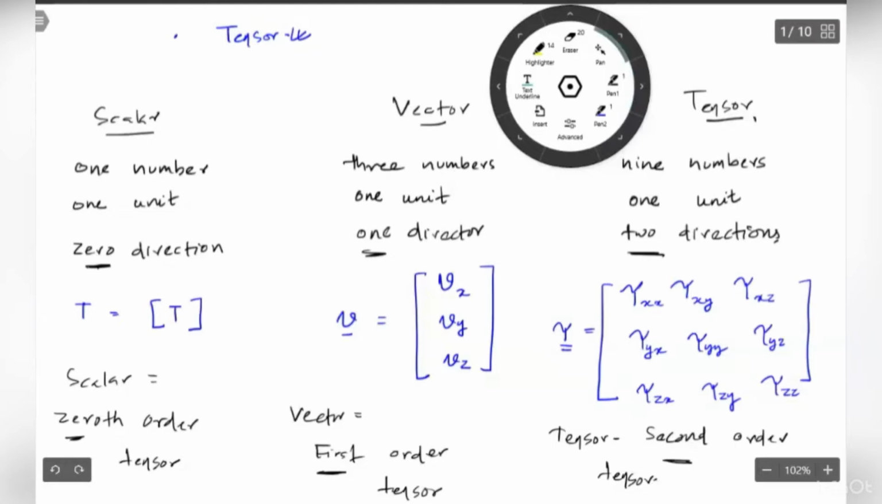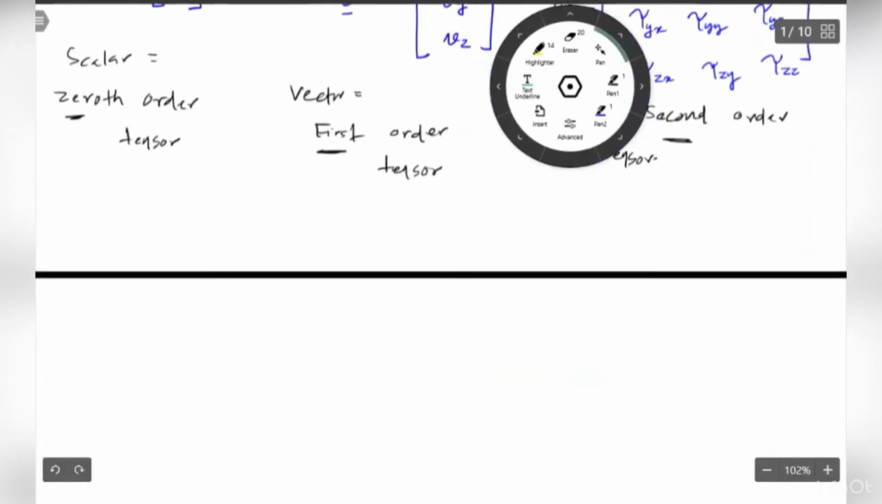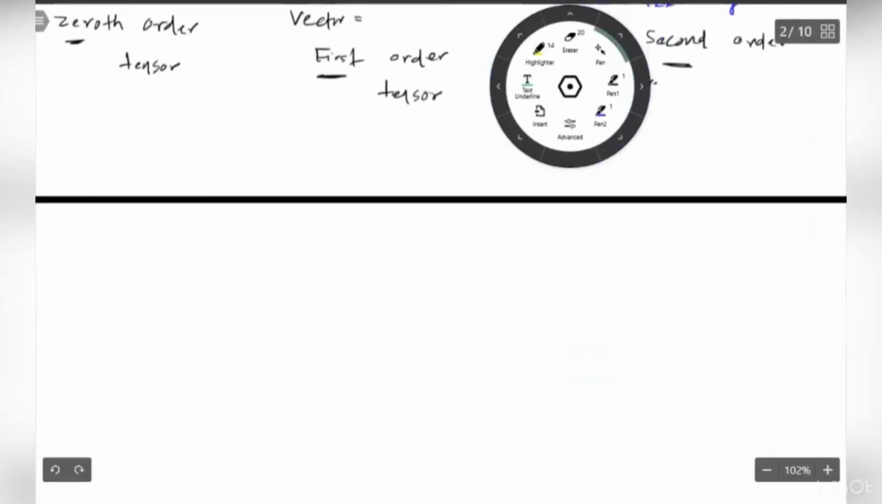You might be thinking now that there might be possibilities of third, fourth and fifth order tensors. Yes, there are, but we are not studying those. Those are beyond the scope of this engineering course. Maybe if you study physical chemistry or do higher studies, you might come across third or fourth order tensors. Viscosity is sometimes called a fourth order tensor. Okay, fine.